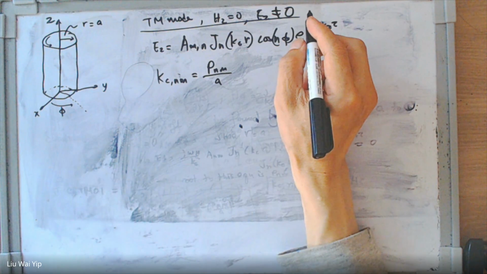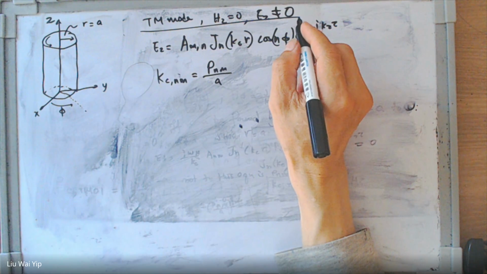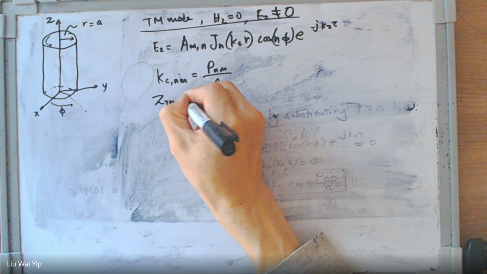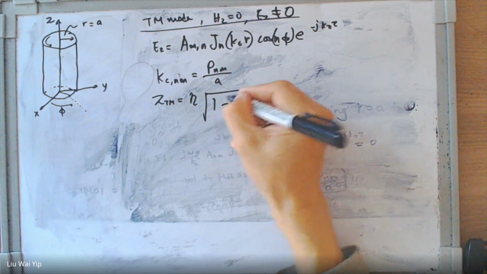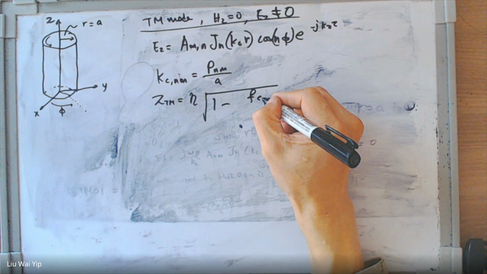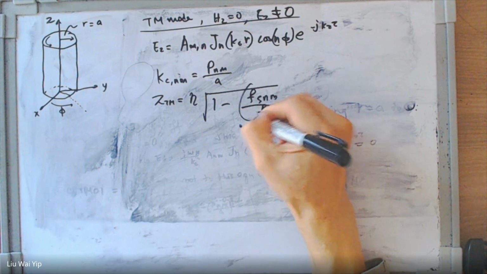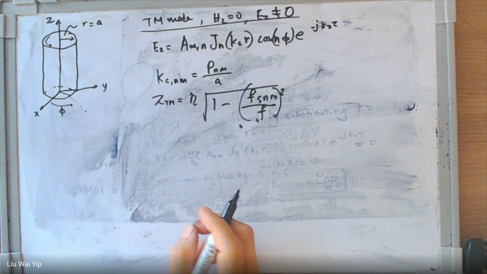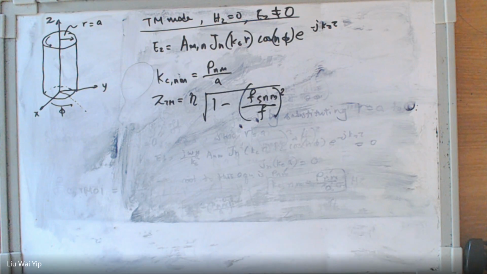And by the way, you may wonder how the intrinsic impedance looks for TM, like this. So this is the characteristic, the intrinsic impedance.